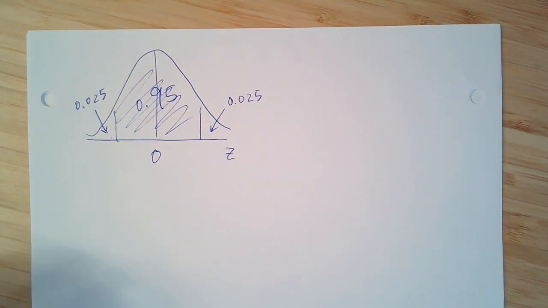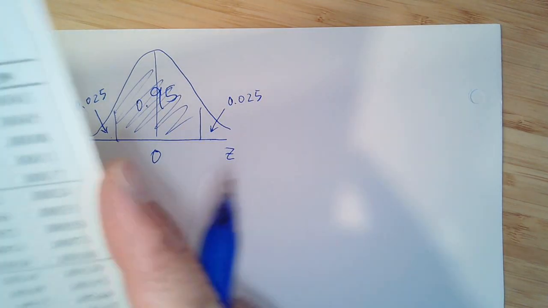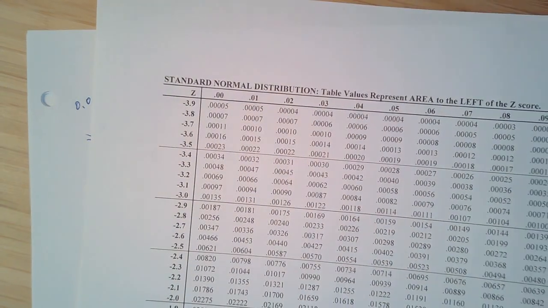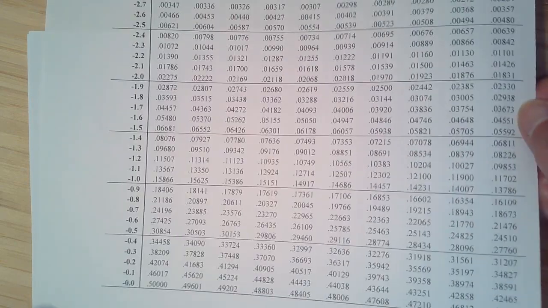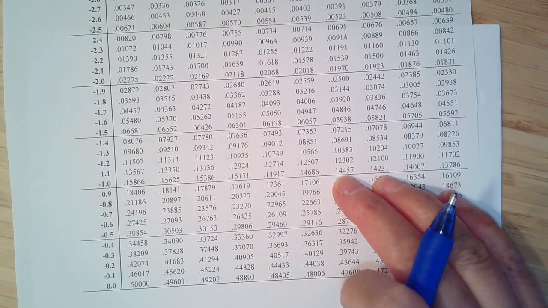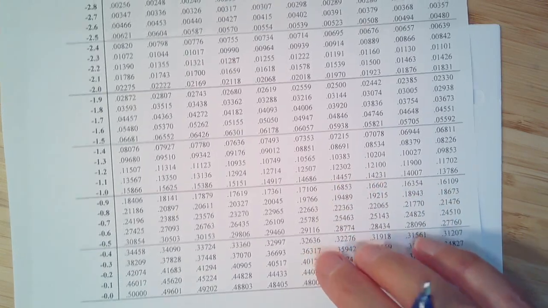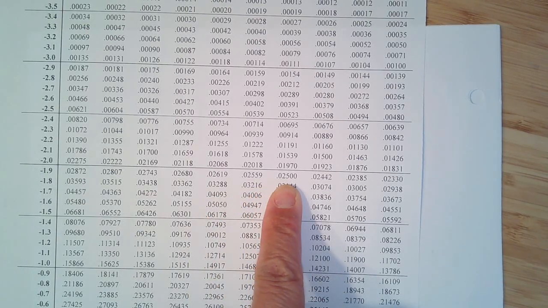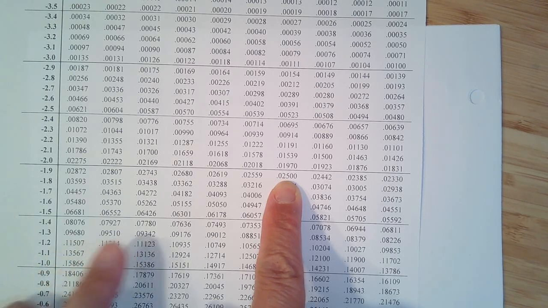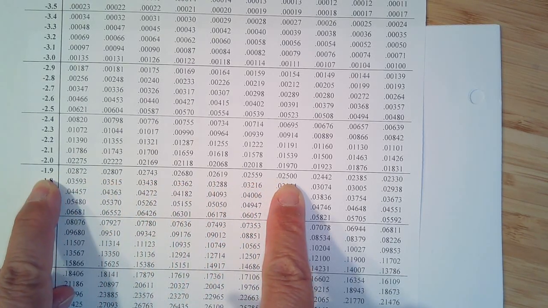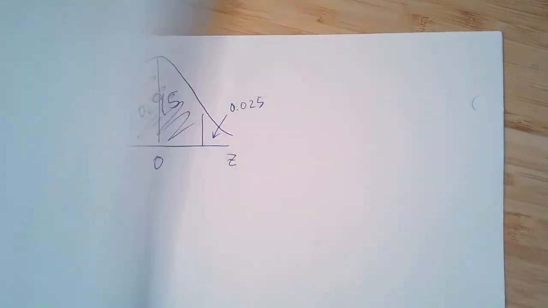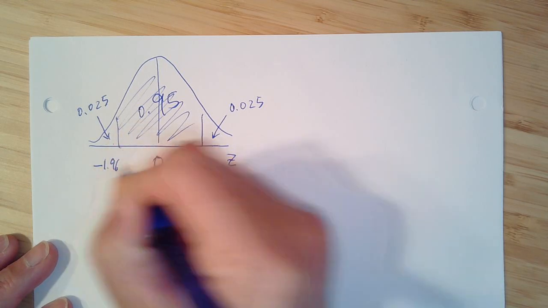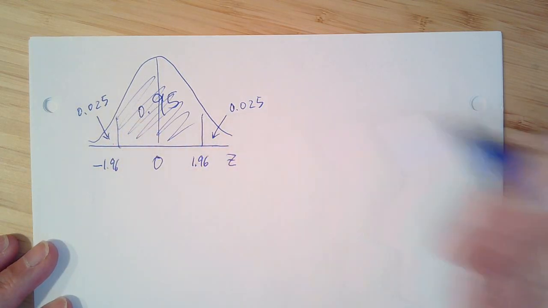Okay, if you have the z table, I can use the negative z table, the standard normal distribution table, and I'm looking for the little area to the left of a certain point, and that area is 0.025. Can you find it? Did you find it here? 0.025. So that z-score is negative 1.9, and then if you go up, this is 6. So that's how you get negative 1.96. And of course, the other side is just positive 1.96.